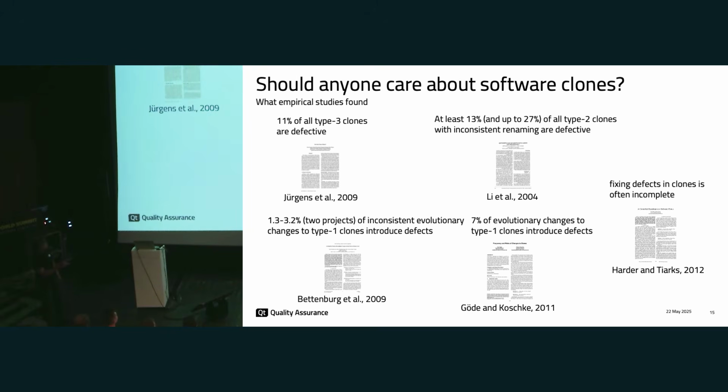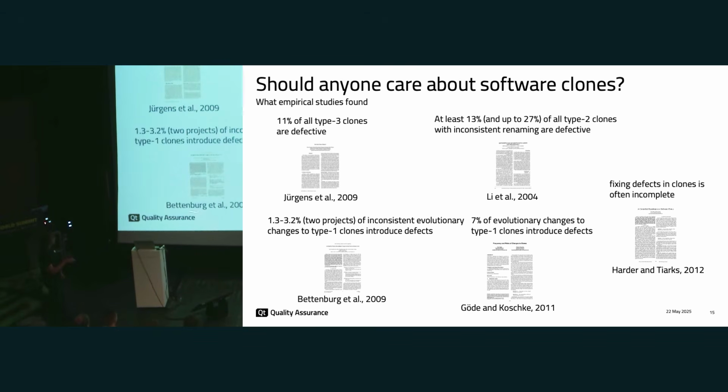These authors here, Lee et al., looked at type 2 clones. So type 2 clones are those where you substitute parameters. Here they looked at those in which the parameter substitution was inconsistent. But likely this could hint at an error. And in fact, they found at least 13% of those were in fact defective.